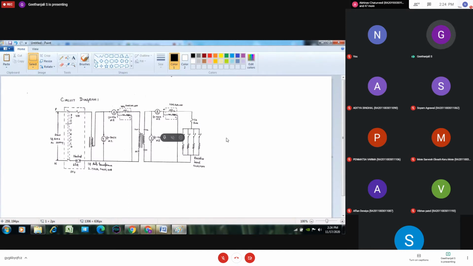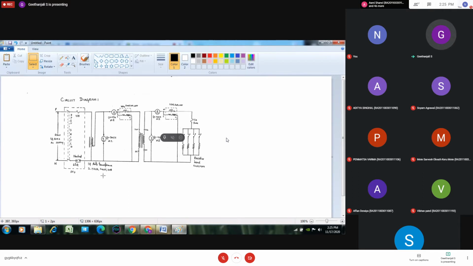The supply we are giving is 230 volts single phase 50 hertz AC supply. P means phase wire, N means neutral. This is a DPST switch, double pole single throw switch. Then the fuse is for safety purposes, and it can withstand current up to 15 ampere. This is the neutral link, also for safety purposes.